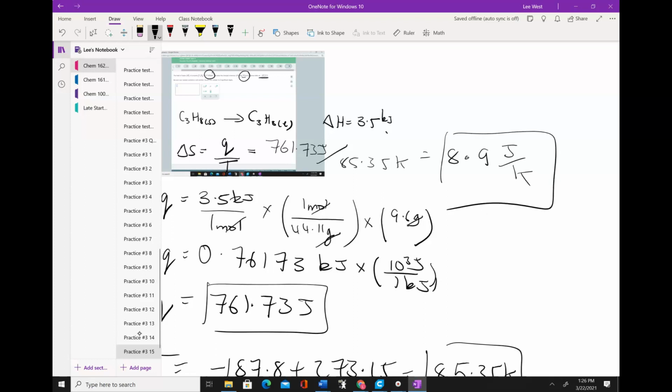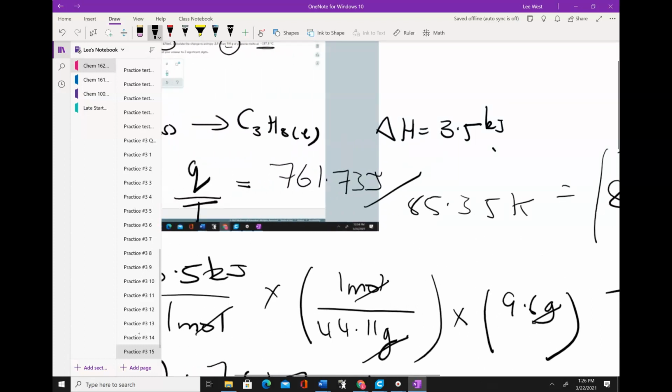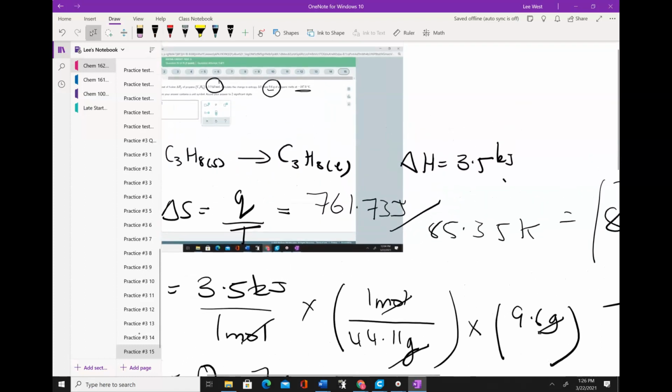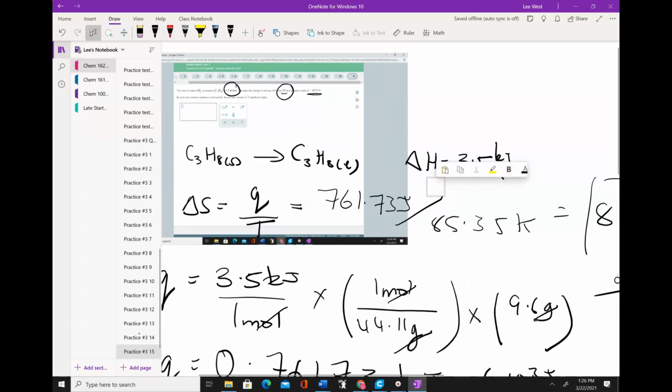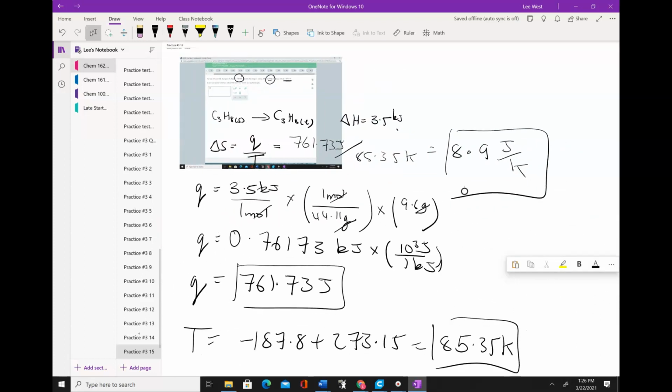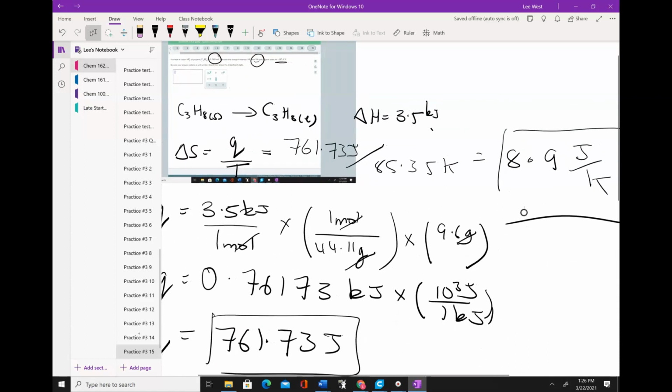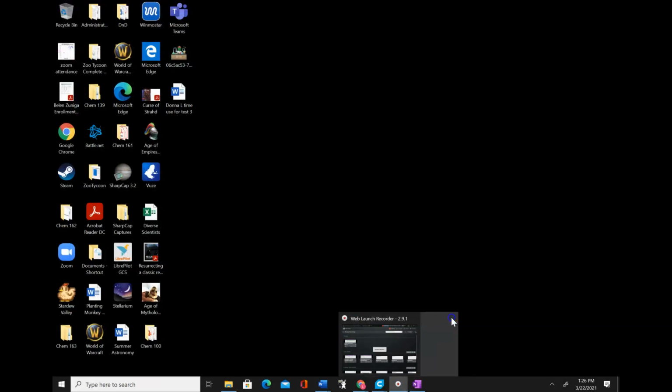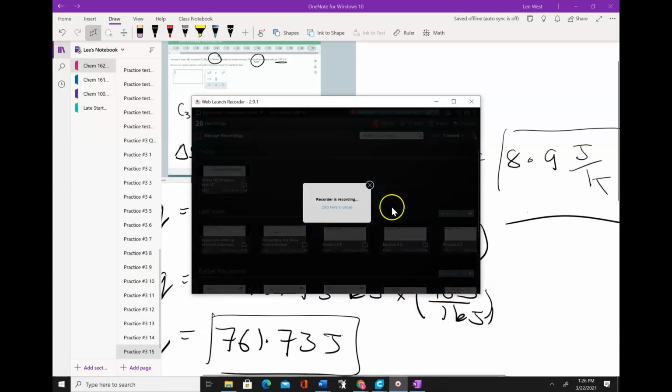Now we are melting this stuff, right? So yeah, we should have a positive entropy change, so I feel good about that. All right, there we go. Excellent work. Okay, that looks like that's it. So we're done with our practice test. And yeah, that's it.